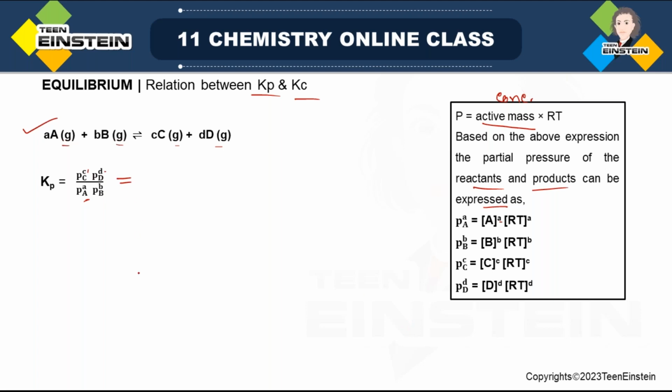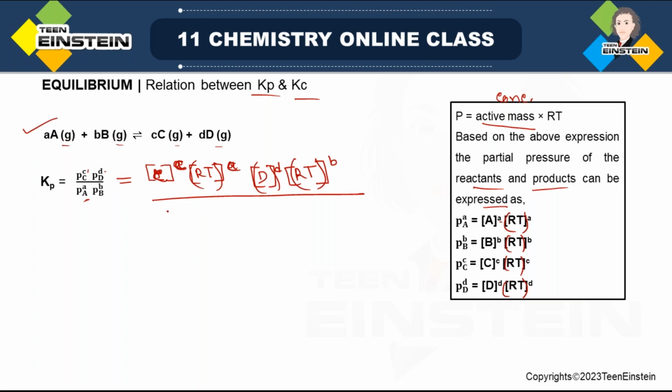So in this equation, now I can write A to the power a, then RT to the power a. After that, sorry, it is C, then D to the power small d, and RT to the power b. Basically RT should be in a normal bracket because RT is not a concentration, right? So it is better that we use a normal bracket.